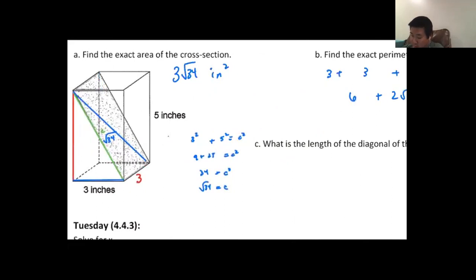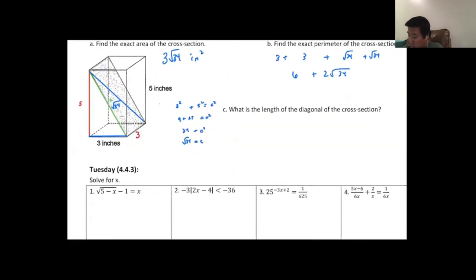So now we're going to use the Pythagorean theorem again. Square root 34 squared plus 3 squared equals C squared. 34 plus 9 equals C squared. 43 equals C squared. C equals the square root of 43 inches. And this is inches.